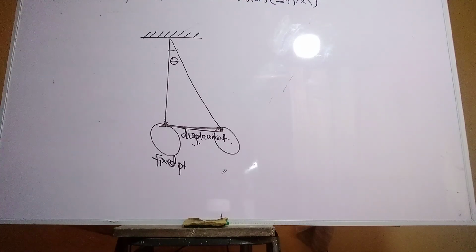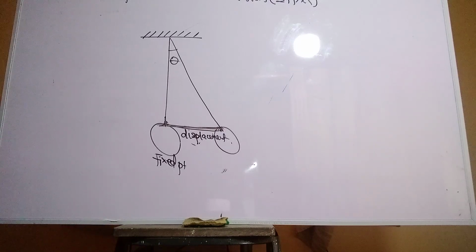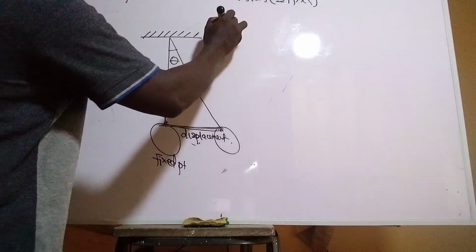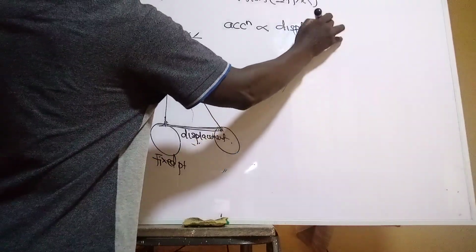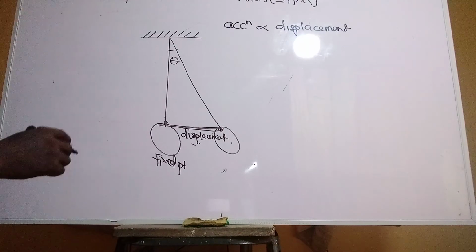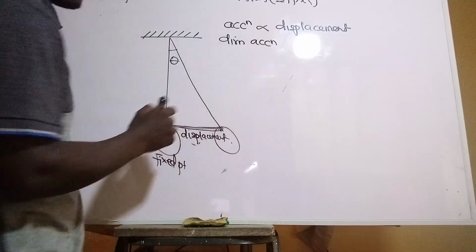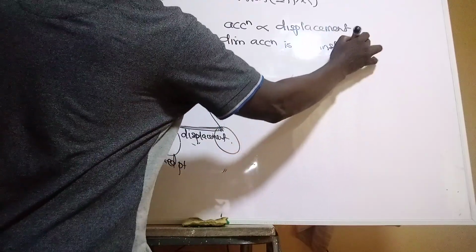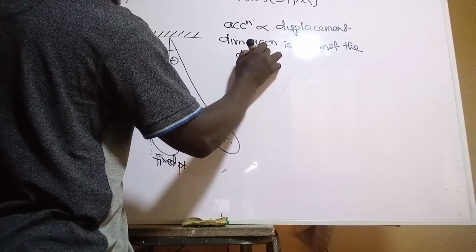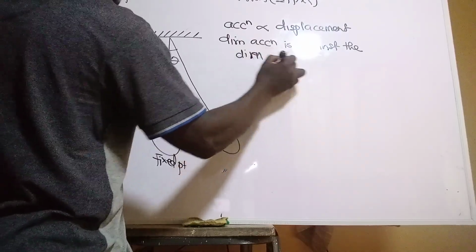Okay, so let's have a continuation of what we were doing before we had a break in our recording. So I was saying that in simple harmonic motion, the acceleration of the body is directly proportional to the displacement, and the direction of acceleration is against the direction of displacement.